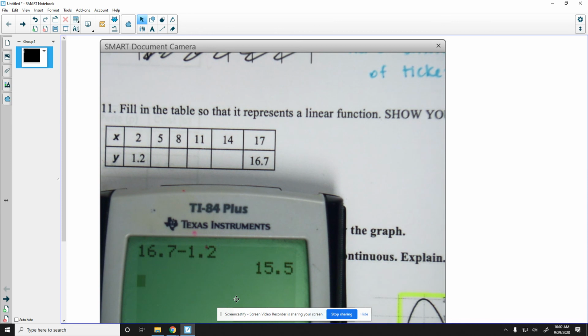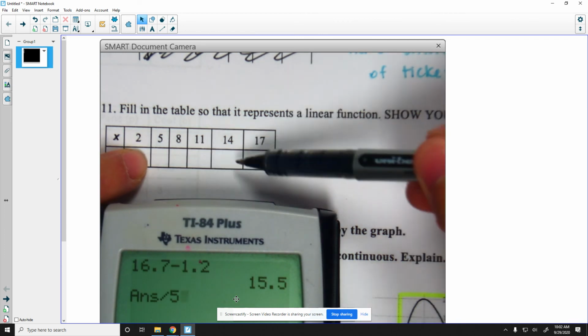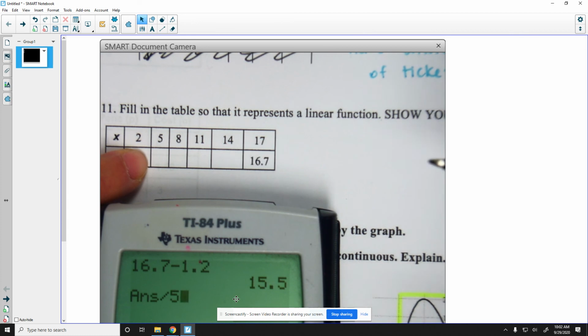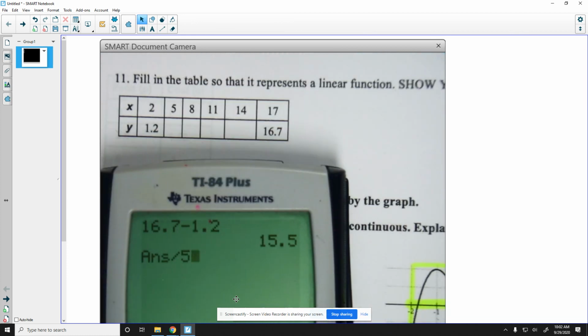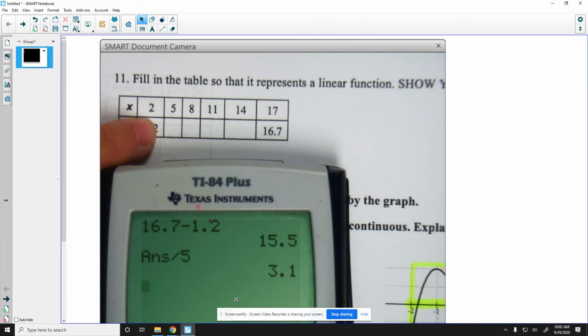Okay, so hold on. Kip, what am I dividing 15.5 by? By 5, so it takes up the blank spaces. Okay, so I'm dividing it by 5 because there's 4 blank spaces? Yeah, and then that's what takes up every box. But why am I dividing by 5 if there's 4 blank boxes?